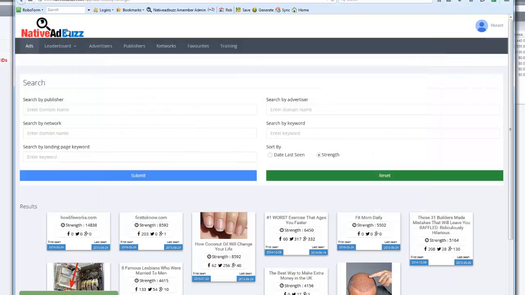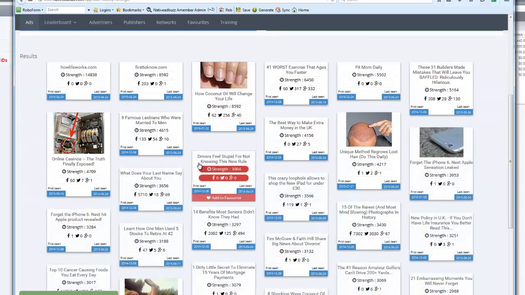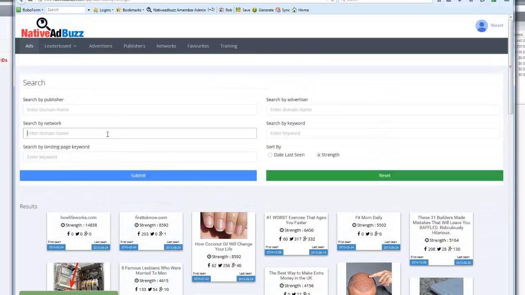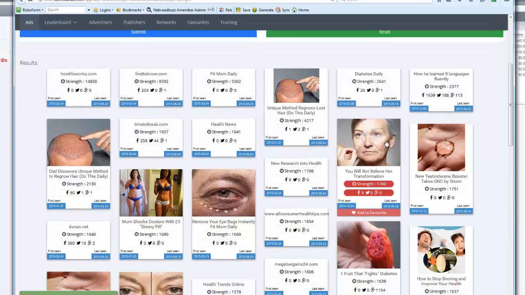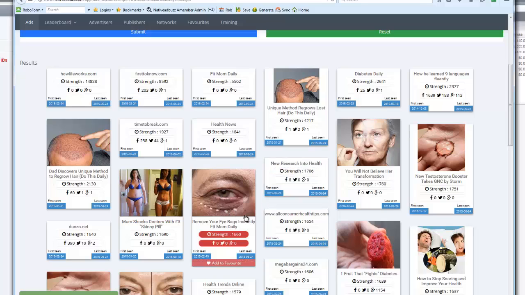To start off with, I went into NativeAdBuzz. We were choosing content.ad to run these on. So first thing, have a look at what's running on content.ad. Straight away there are some skincare offers. This is sorted by the most recently seen, but instantly you can see this particular advert has been running since the 24th of December, and it stopped on the 26th of May. Well, it ran for 5 months.